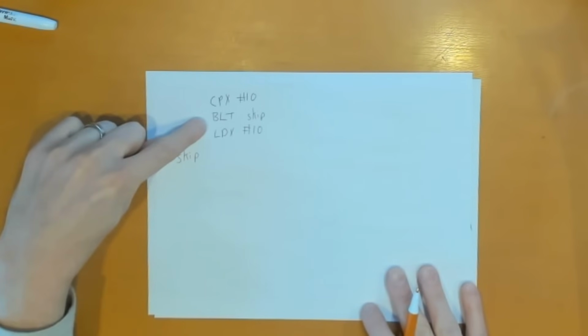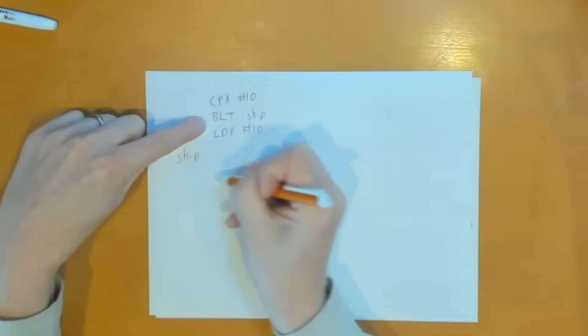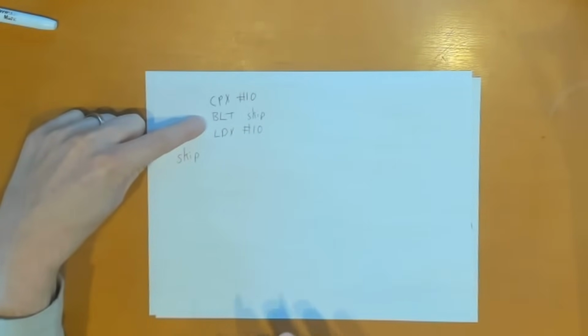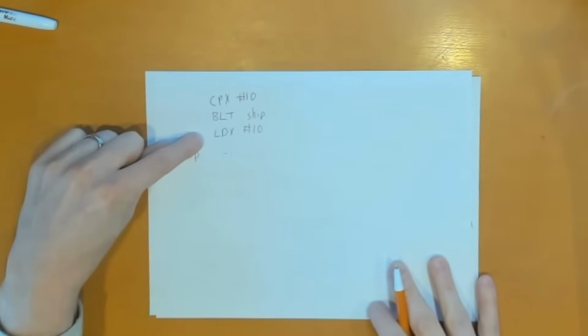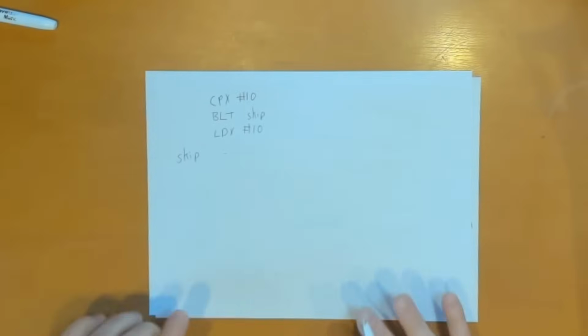So I'm going to compare with 10. If it's less than 10, then skip over the next instruction. I just don't want to do that next instruction. And then the rest of my program carries on here. Otherwise, set x to be 10. And that's a very common thing you might want to do, right?